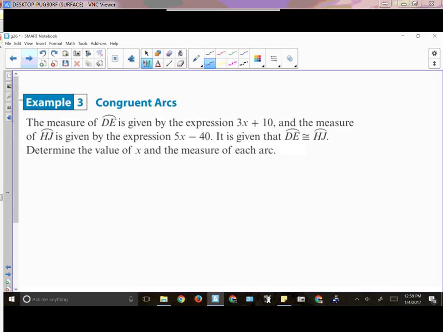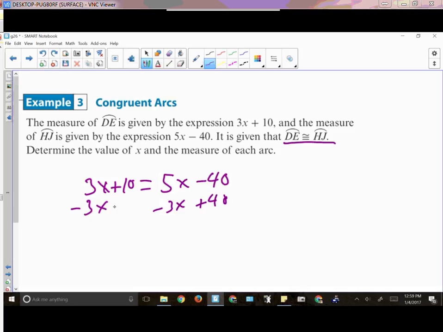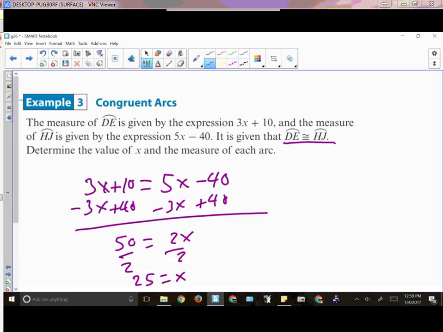Congruent arcs. Now, if I say the measure of DE is given by that expression, the measure of HJ is given by that expression, and I have this, all that means is that 3x plus 10 is equal to 5x minus 40. And you know how to go through and solve that stuff, right? Subtract 3x, subtract 3x, add 40, add 40, and I end up with 50 is equal to 2x, divide by 2, divide by 2. 25 is equal to x. So I got the answer, right? Have I answered the question?